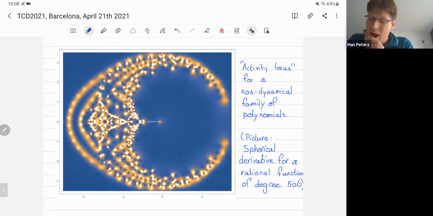It's not the iterate of some polynomial or rational function. However, the picture that you're seeing resembles very much the pictures that we saw above. And that's why I'm calling it also an activity locus, even though it's really, the white represents the points where a family of rational functions is not locally normal. But a lot of properties seem to be preserved. Here you seem to have something which you would call a main cardioid.